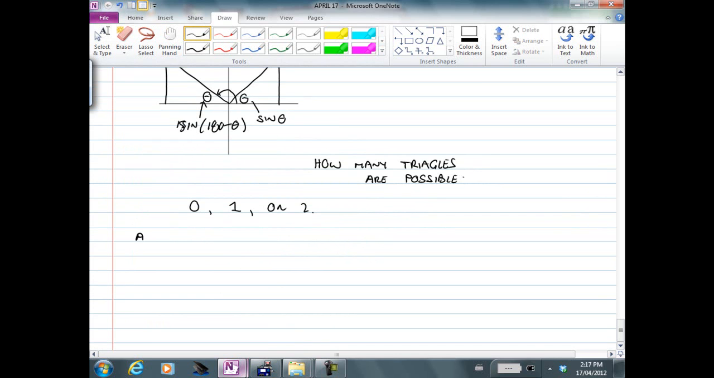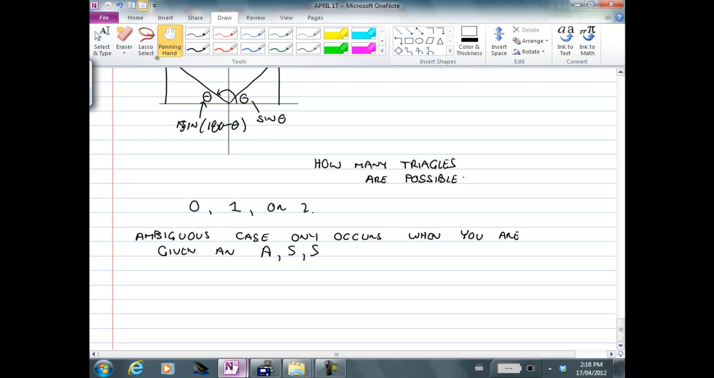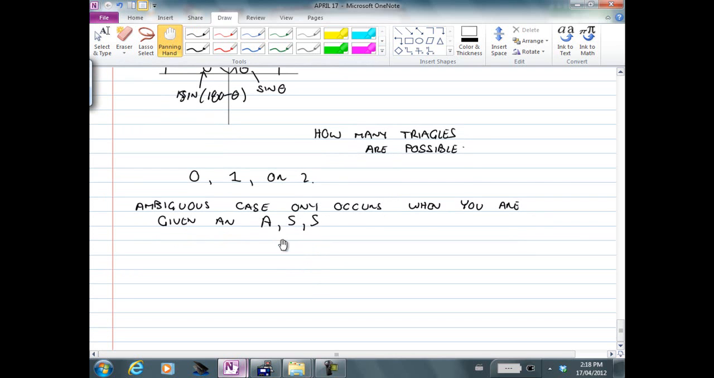The ambiguous case only occurs when you are given an angle, a side, and a side. It only occurs when you're given angle, side, side. If you make a mistake on this, you're going to embarrass yourself. Okay. It only occurs when you're given angle, side, side.